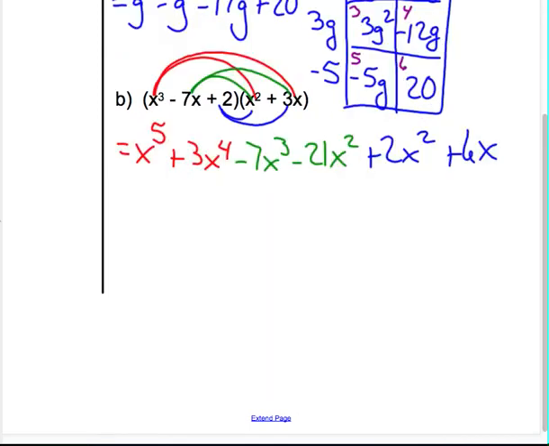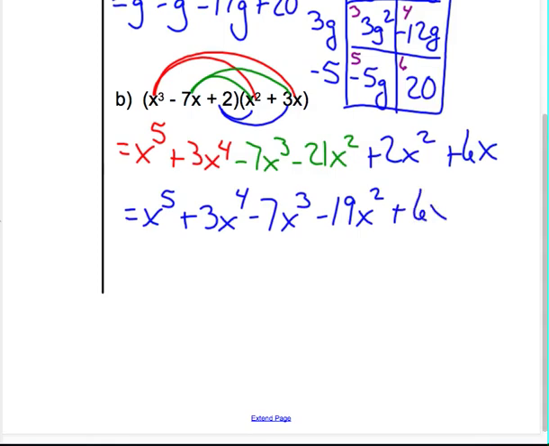And I'm seeing x to the 5th has no like terms. 3x to the 4th has no like terms. Negative 7x cubed has no like terms. But I do have 2 squared terms, so negative 21x squared plus 2x squared is negative 19x squared. And my plus 6x has no like terms.